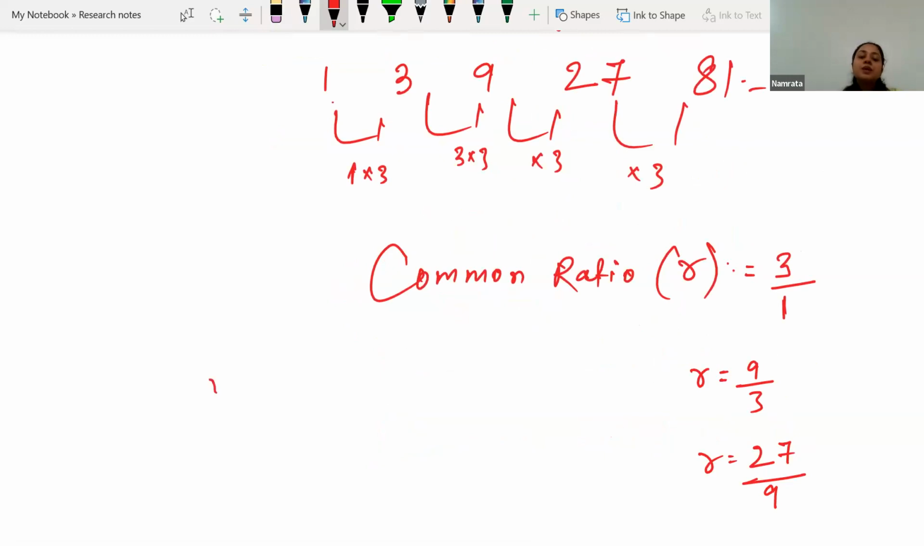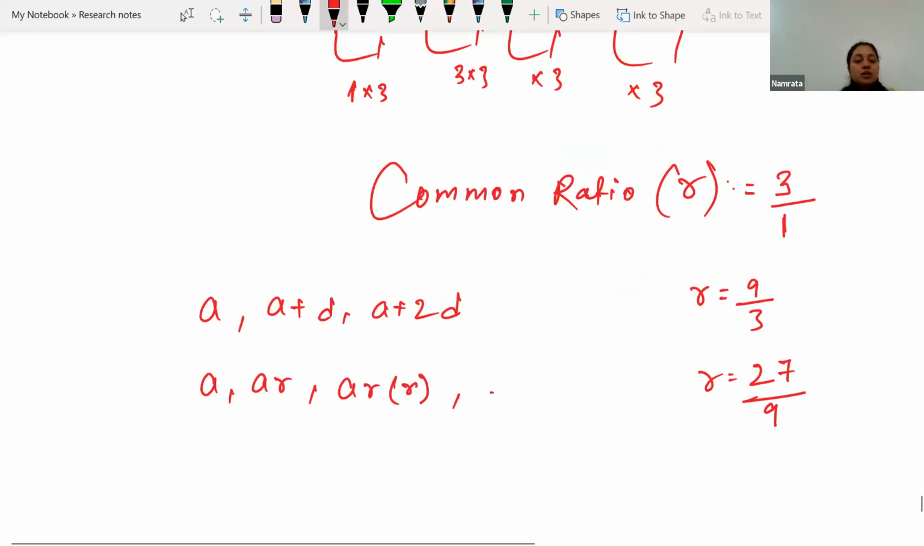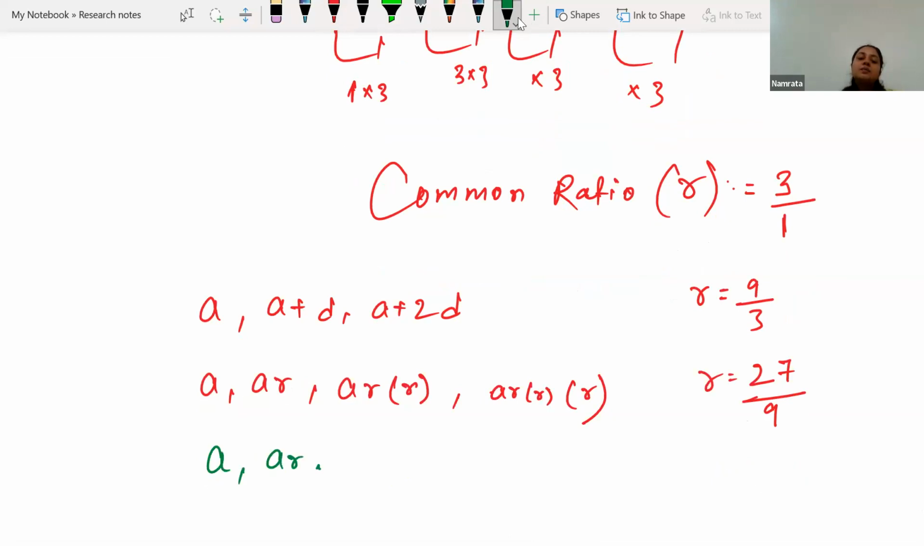The general form of AP looked like A, A plus D, A plus 2D. But the general form of GP is A, then A multiplied with the common ratio, AR, then AR multiplied with the common ratio again, AR into R. So that's why we say in geometric progression, our sequence looks like A, AR, AR square, AR cube, AR to the power 3. What will be the nth term?